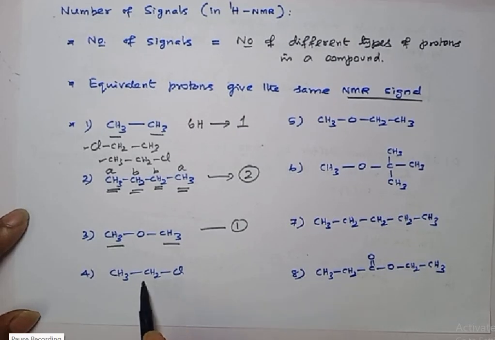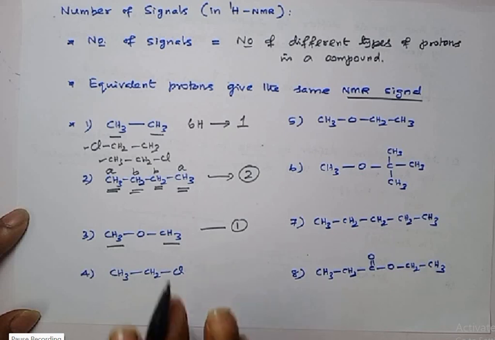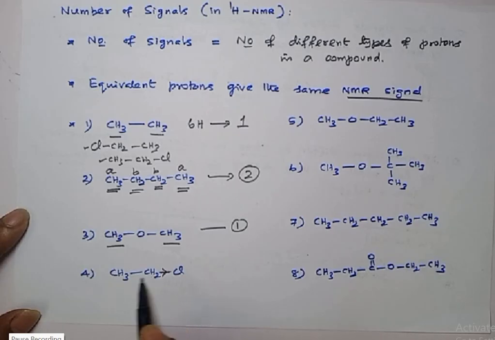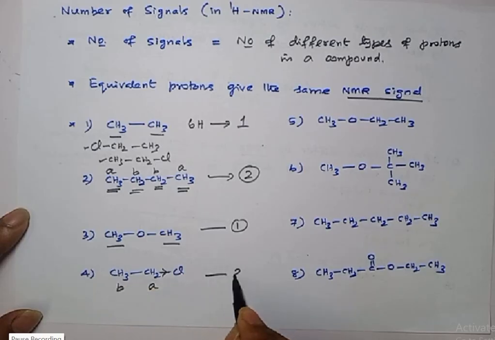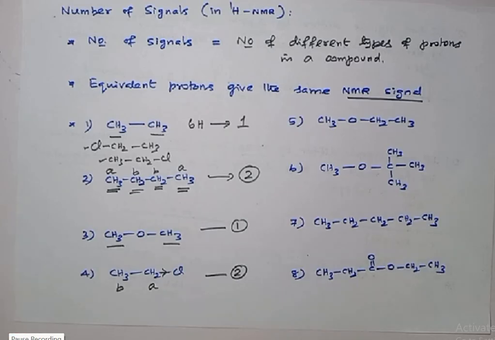Yes. Listen, since chlorine is attached here, this CH2 and this CH3 protons are not equivalent because of the minus I effect. This carbon gets more of the inductive effect, whereas this carbon and these protons get less of the inductive effect. Therefore, these 2 hydrogens and these 3 hydrogens are not equivalent. So if I say this proton is A, this proton should be B. So we have 2 different types of proton, and we get 2 signals in the NMR spectrum of the compound.